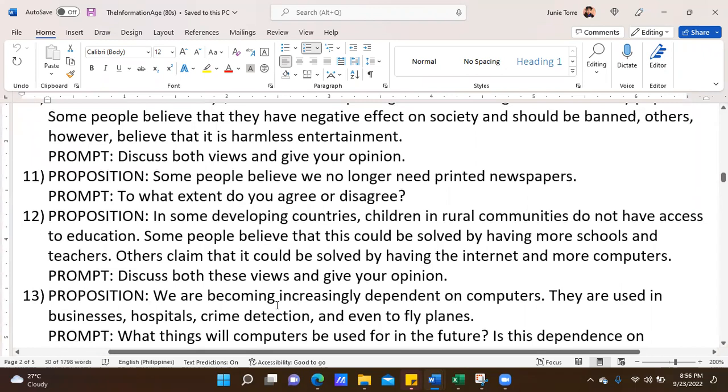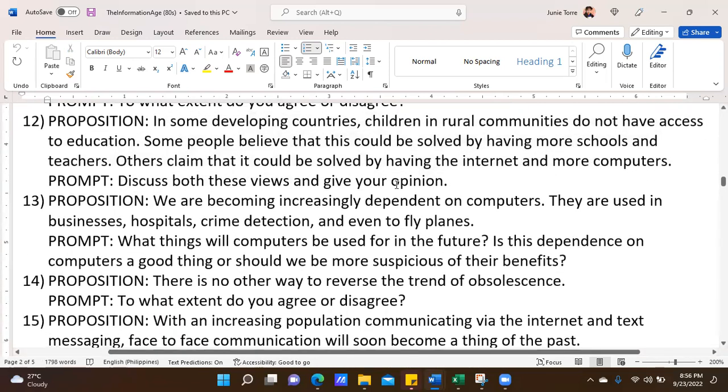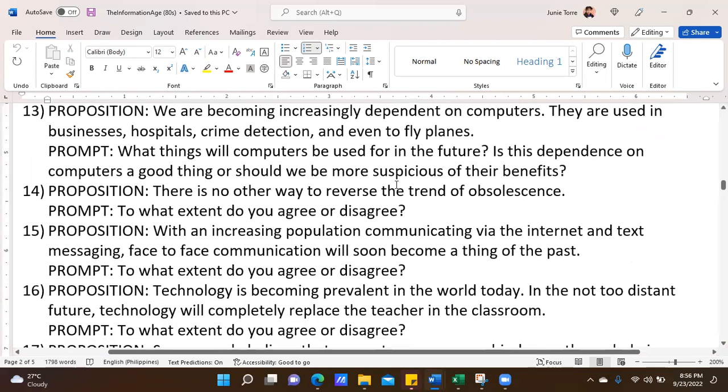Ito parang, I think this will be your eighth essay. In some developing countries, children in rural communities do not have access to education. Some people believe this could be solved by having more schools and teachers. Others claim it could be solved by having the internet and more computers. Pangwalo nyo yan, guys.